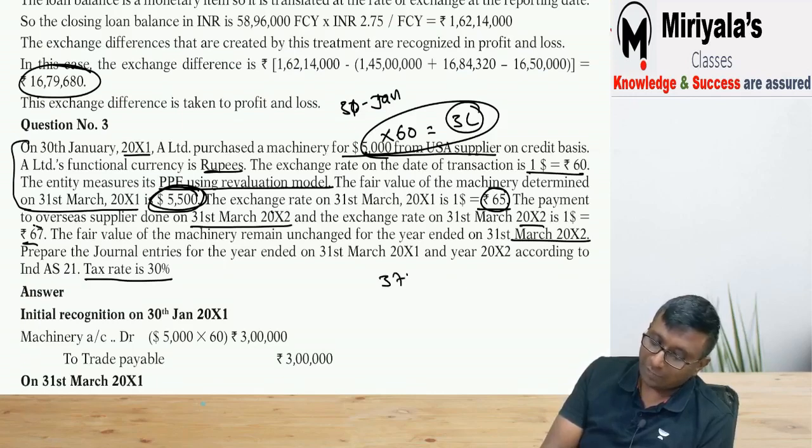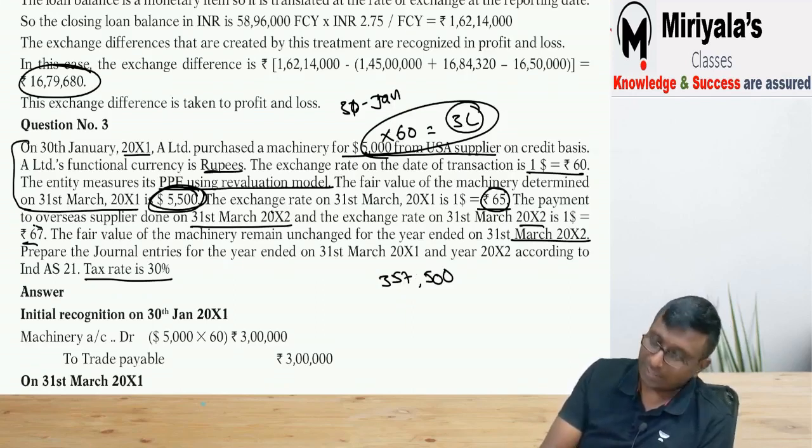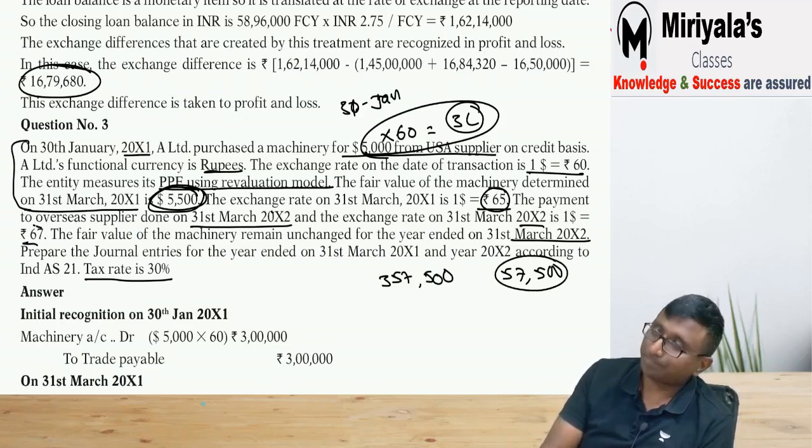3,75,500. That means there is 57,70... Oh, I wrote wrong. Yeah, 57,500 is the number. That means there is a capital gain, a revaluation reserve of 57,500, or not? Yes or no? Correct. So what is the entry for this?